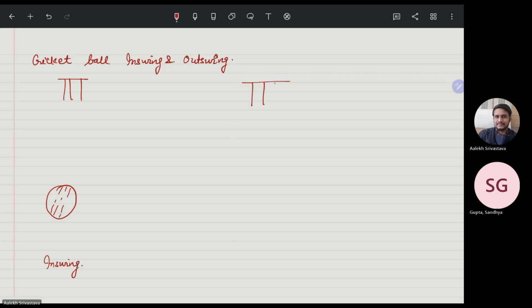Now, there is a difference between spin bowling and swing bowling. Spin bowling is mostly based on what is called the Magnus effect. If the ball is spinning, this happens because of the Magnus effect. But swing bowling happens because of a different reason. If the ball is there, and this is the stitching of the ball, and this is an outswing.